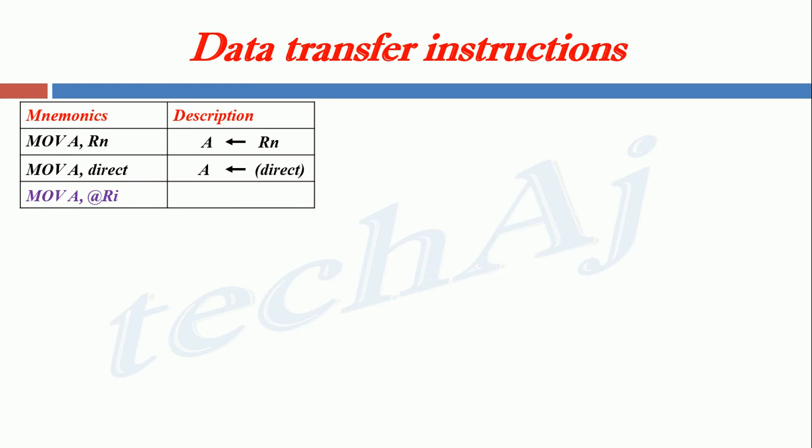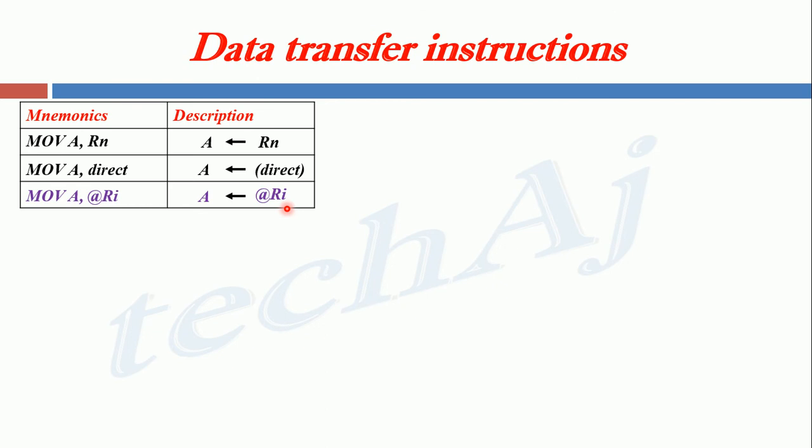Now the next move instruction is MOV A, @Ri. Now we know that this is the address pointer. So whenever this instruction is executed, data from the address pointed by the register Ri will be copied into the accumulator. Now we know that either register R0 or R1 can be used as an address pointer. So after the execution of this instruction, data from the address pointed by this address pointer will be copied into the accumulator.